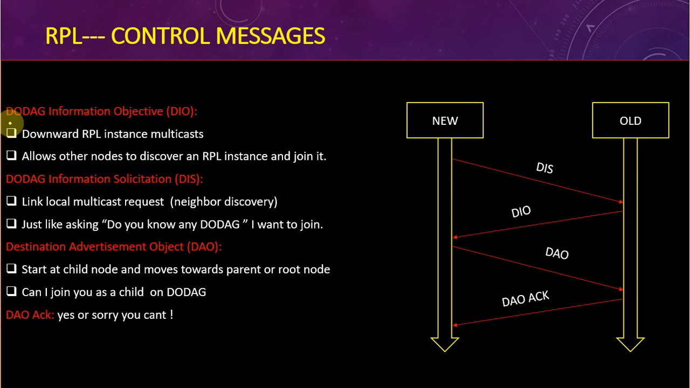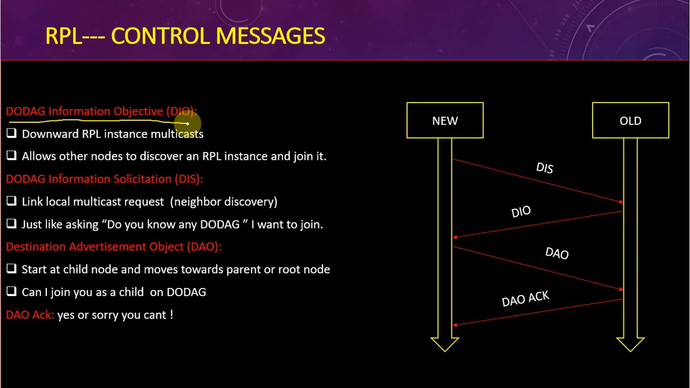Let me explain these things, that is DODAG information objective. It is written as DIO. What is this? It is a downward RPL instance multicast. It will create instances of the DODAG formation, and it will transmit it downward. It will be produced by the parent, and it will be transferred towards the child. That's why it is called a downward RPL instance.